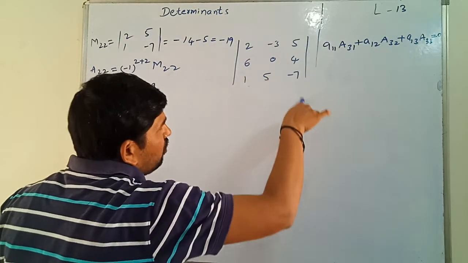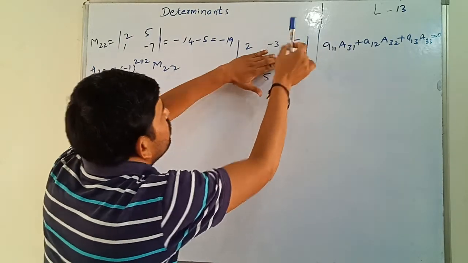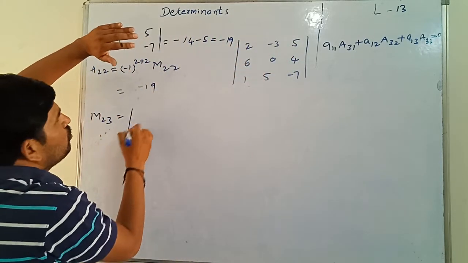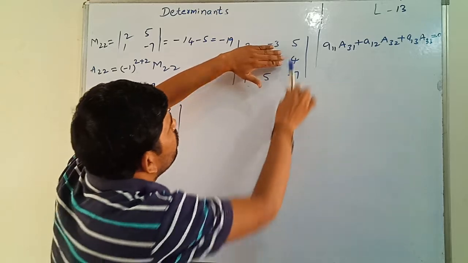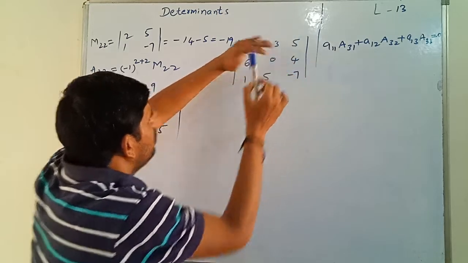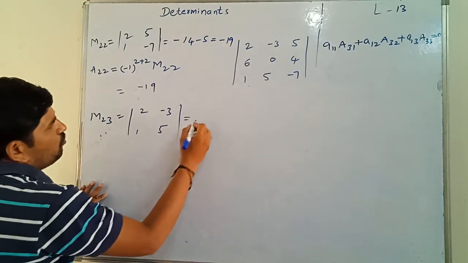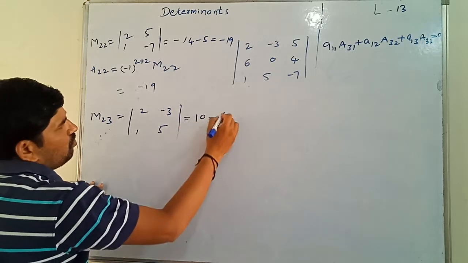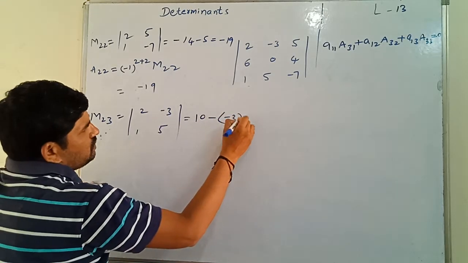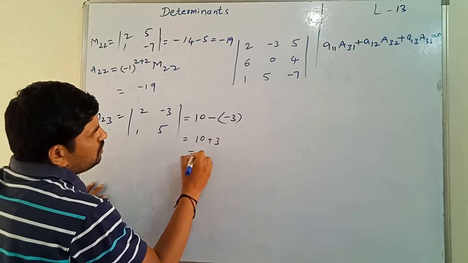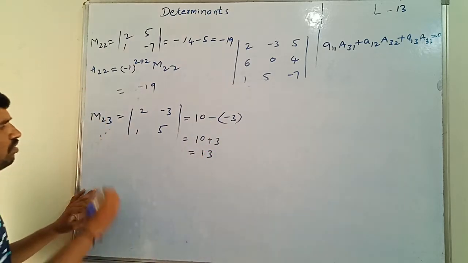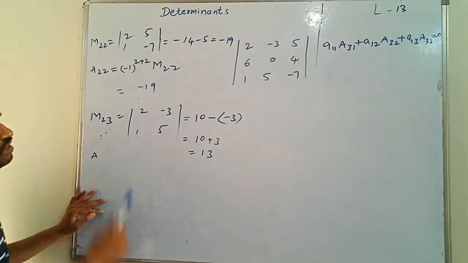Second row, last column. By closing the second row and last column, what will it give? So 2, minus 3, 1, 5. Yes or no? 2, minus 3, 1, 5. That's all. Next, find the minor: 10 minus 1 into minus 3 is minus 3, so 10 minus into minus plus 3. So it is what? 30. Okay. Then what will the cofactor of this one be again?